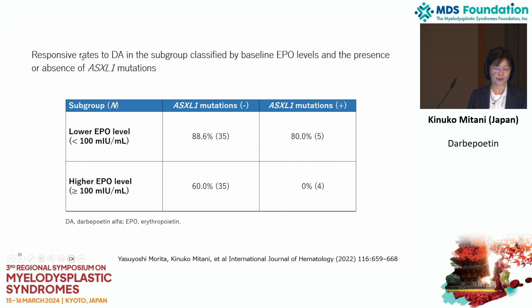This slide shows the response rate to darbepoetin alpha in the subgroups classified by baseline EPO levels and the presence or absence of ASXL1 mutations. The response rates in subjects with lower EPO levels with ASXL1 mutation minus and plus, and with higher EPO levels with ASXL1 mutation minus and plus, were 89%, 80%, 60%, and 0%. These data indicate that even if patients have higher EPO level, they may respond to darbepoetin alpha therapy if they don't carry ASXL1 mutation.